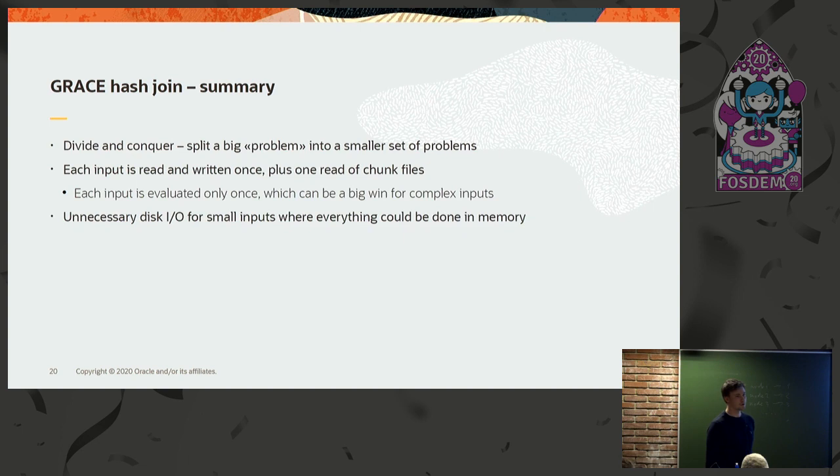The other thing to note is that reading from a chunk file is a lot cheaper than reading from a table. You do not have the overhead of locking. You don't have to care about transactions, multiversion and concurrency control, etc. So the cost of reading from a chunk file compared to a table is very low. The drawback of the Grace hash join is that for small inputs, you end up doing unnecessary disk I/O because you could have done everything in memory, right?